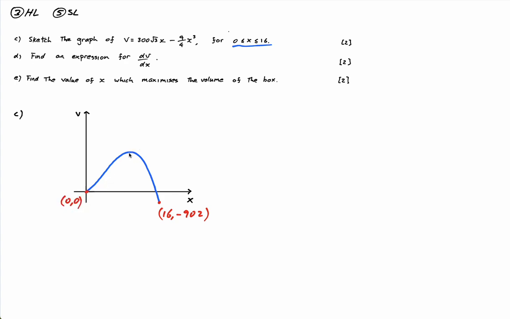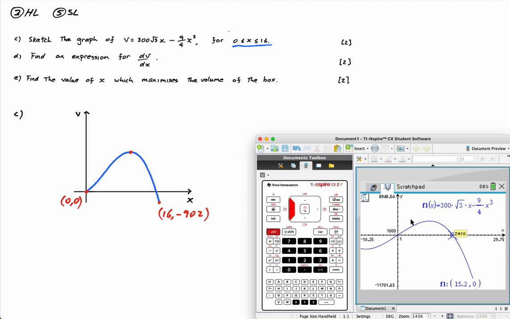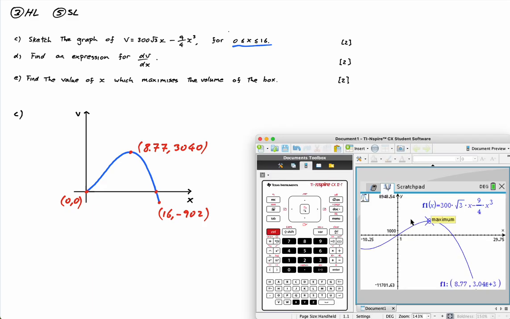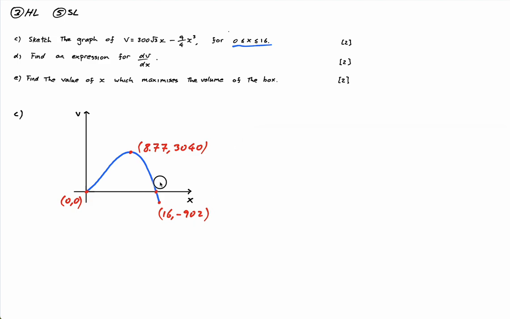And this maximum, let's find what the maximum is. Did I miss it? Right. There. 8.77 and 3040. So this is 8.77 and 3040. And perhaps also the 0. I can put in that 0. It is at 15.20. So this is 15.20.